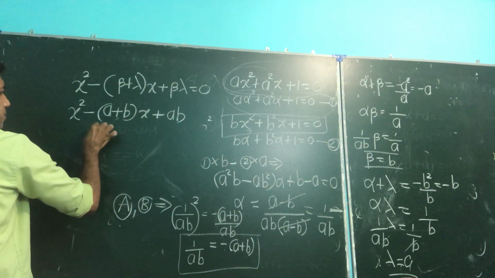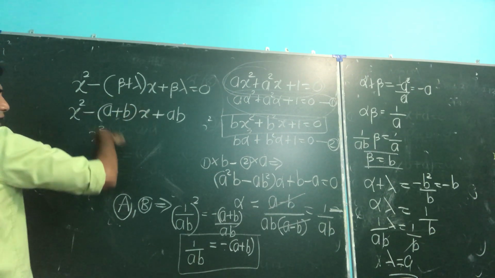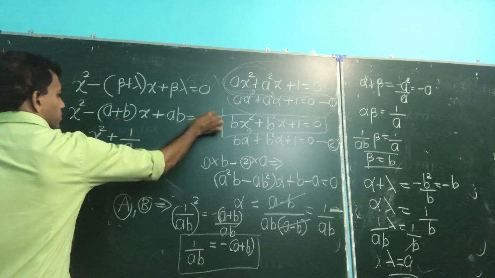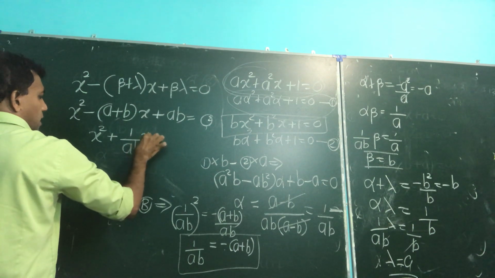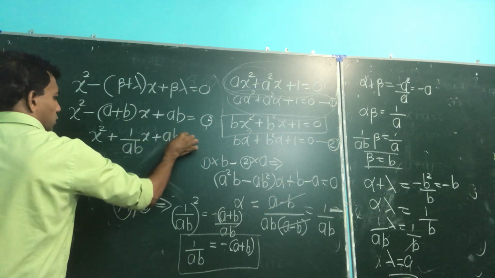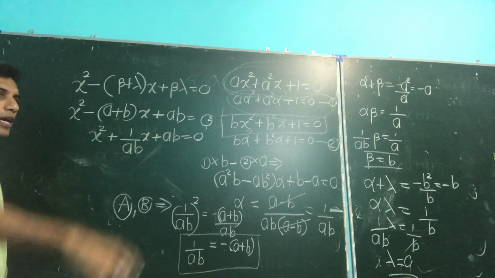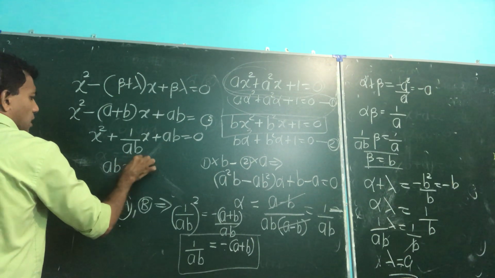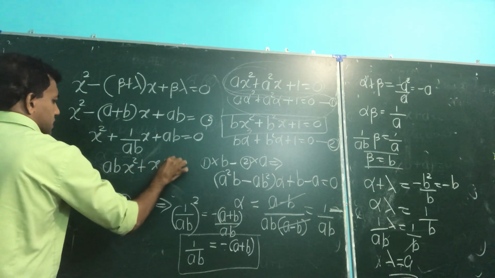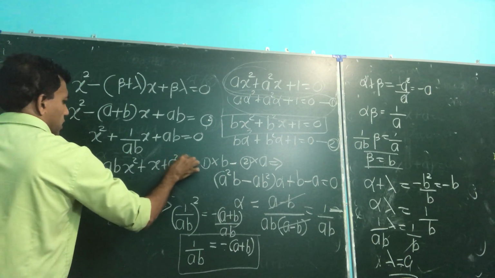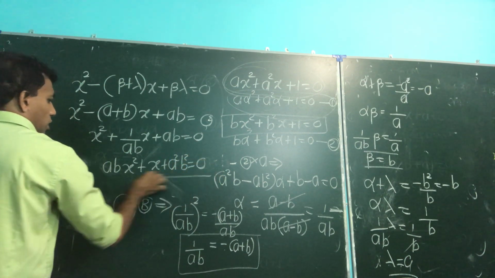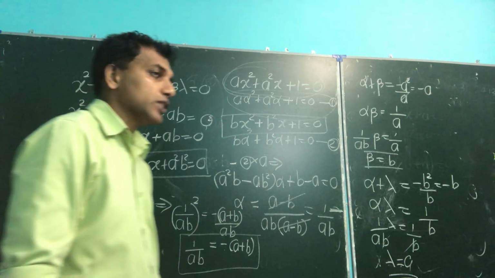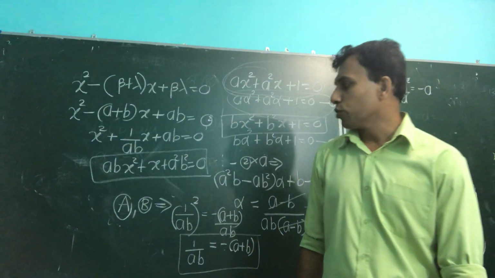Put it here. X square. A plus B is what? Minus, therefore plus, no? 1 over AB into x plus AB equal to 0. Then multiply AB. Everywhere multiply AB. AB x square plus 1x plus A square B square equal to 0. C is the answer, no? ABX square plus x plus A square B square equal to 0.